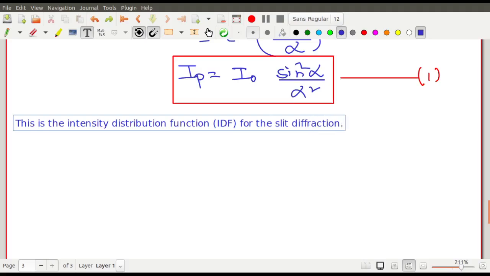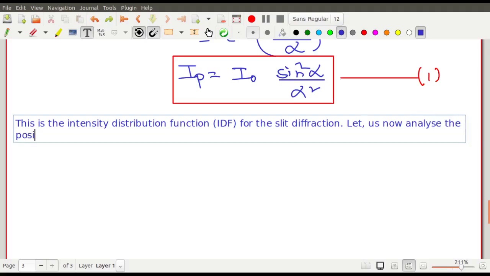ঠিক আছে, intensity distribution টা হয়ে গেল। Let us now analyze the position of the maxima and minima. যেরকম ইন্টারফারেন্স করেছেন, in the interference here also we will do. Let us now analyze the position of the maxima and minima.